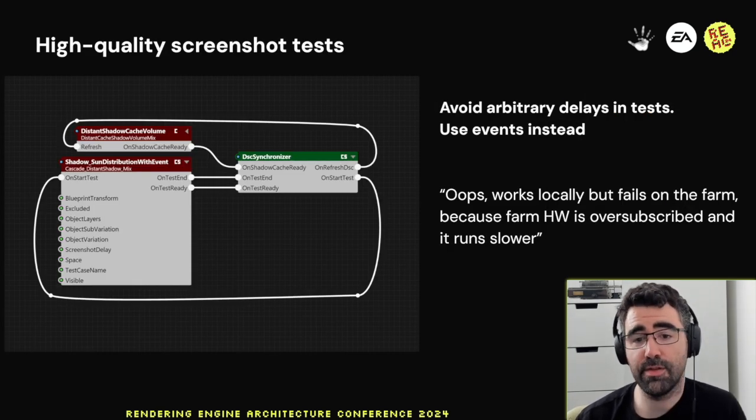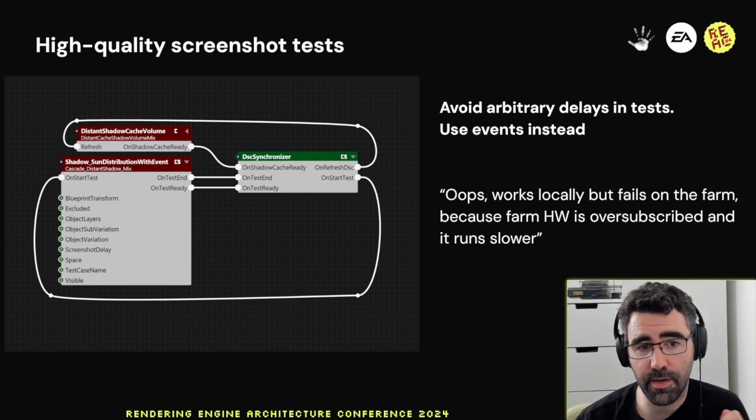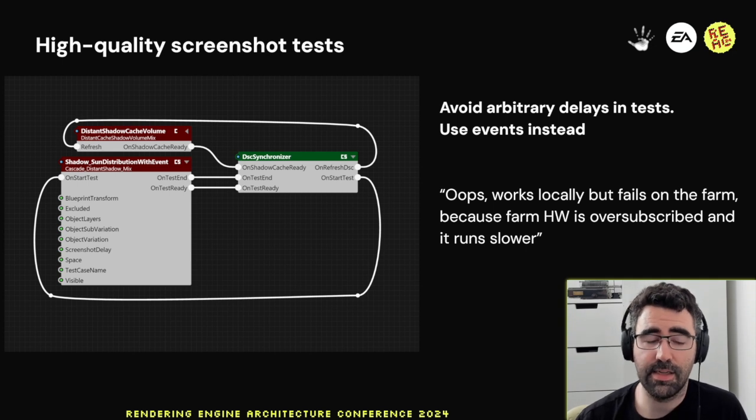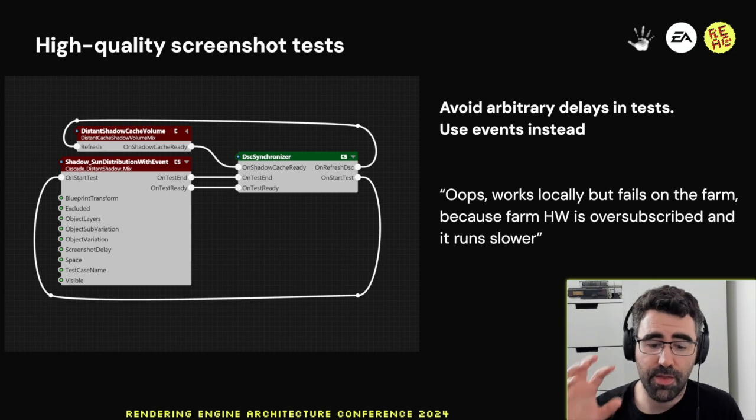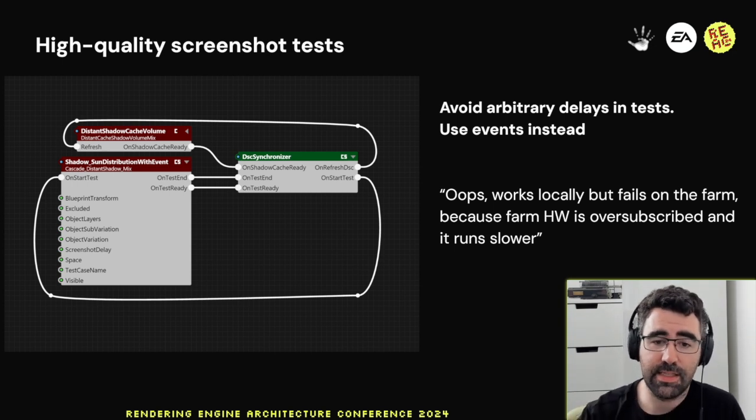And then one very important thing in our opinion, which the REAC guys mentioned in their talk, is delays in testing. Just the idea of waiting for a few seconds and hope that everything has settled by then. We try to avoid that as much as we can. This node setup on the left is a system that we have which synchronizes the distant shadow cache, and it works. It's an event system instead of a delay system. So there's a node that says, okay, the shadow cache is finally ready. We are now ready to run the test.